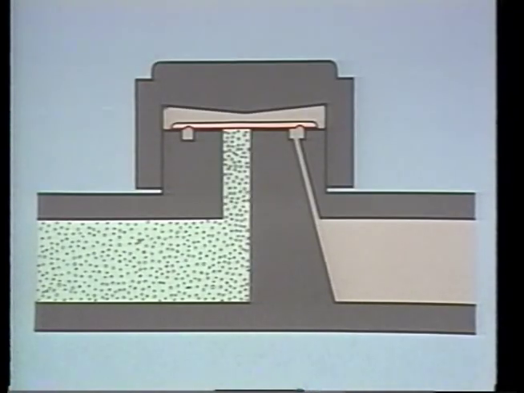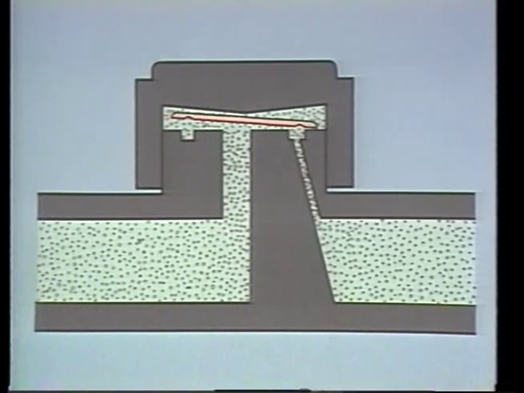Tilting disc traps are good at removing air from steam lines. Air at the trap inlet simply pushes the disc up and is then discharged through the trap outlet. Only steam or hot condensate will close the disc.